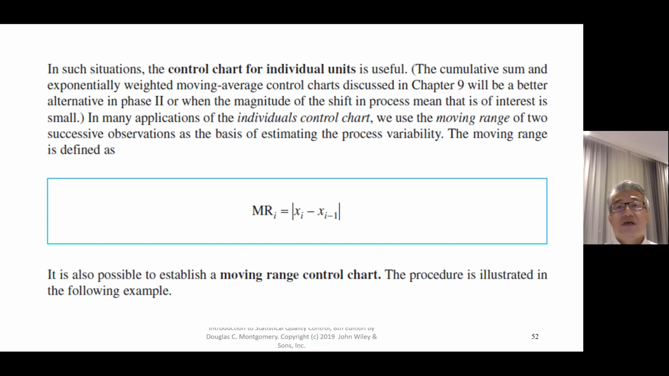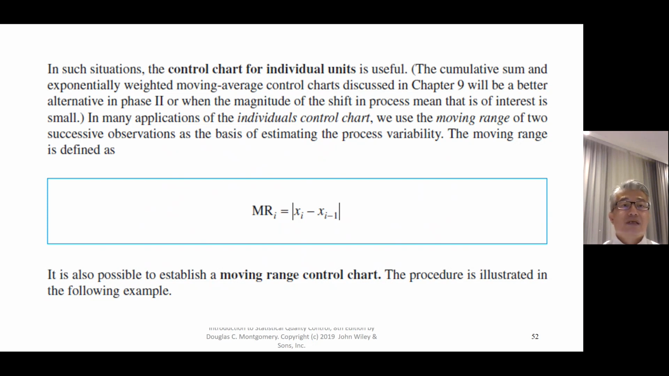The cumulative sum and exponentially weighted moving average control charts that will be addressed in Chapter 9 will be a better alternative in Phase 2, or when the magnitude of the shift in the process mean that is of interest is quite small. We call it a tiny shift, and the CUSUM and the EWMA will be more appropriate than the Shewhart chart.